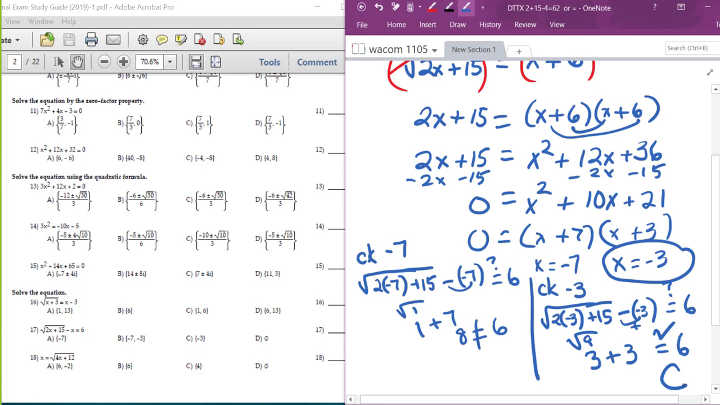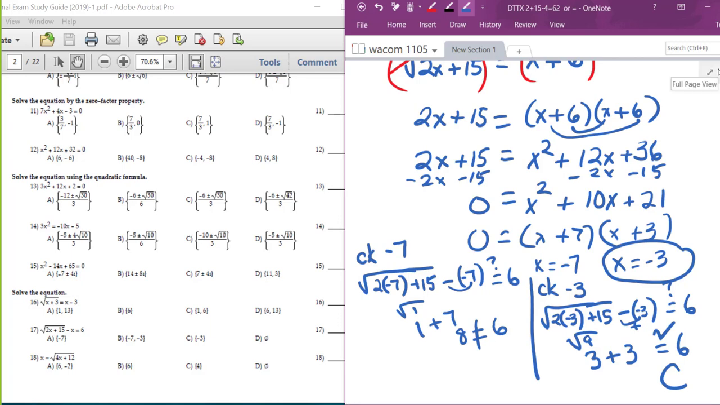Any questions there? So isolate your radical first, and then you will square both sides if it's a square root. I believe you did get square roots on your test. And then make sure you check at the end.